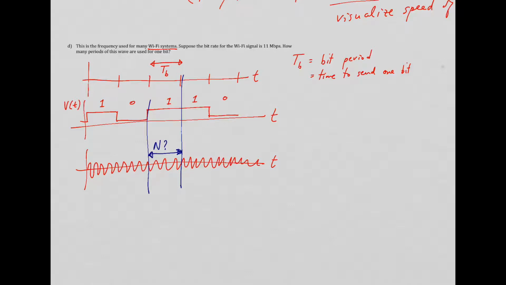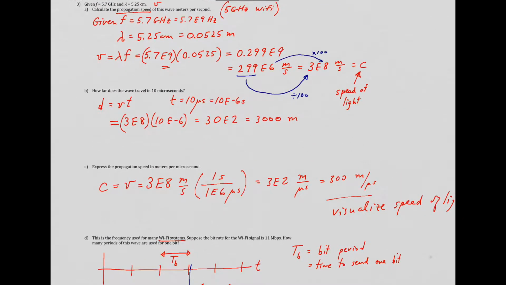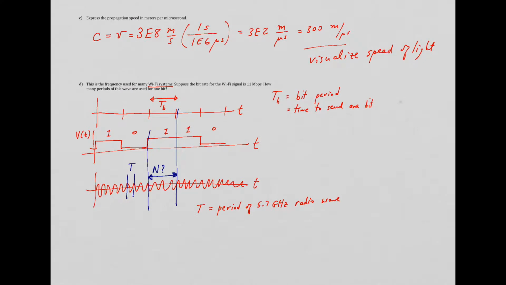So whatever it is, the period of the sine wave is called t. Let's call that t. T is equal to the period of the 5.7 gigahertz radio wave. And I think we calculated that above, didn't we? No, we never did. We worked with the frequency, and we worked with lambda and the propagation speed, and we saw how far it went. We played around with the units, but we never did calculate the period.